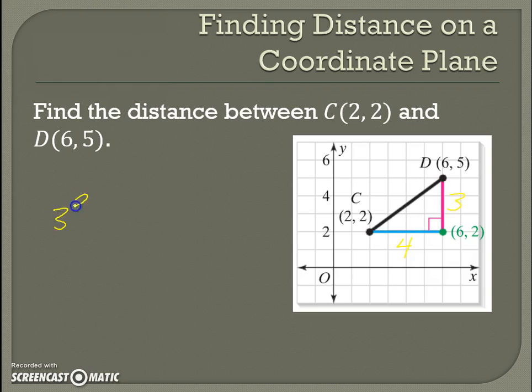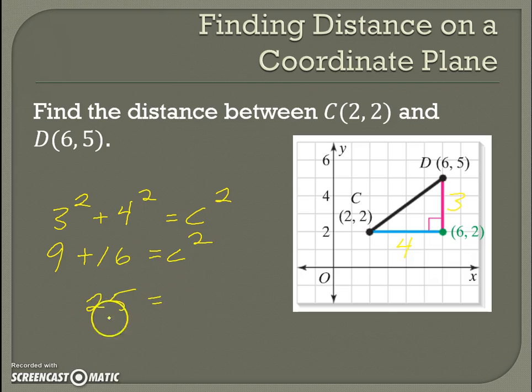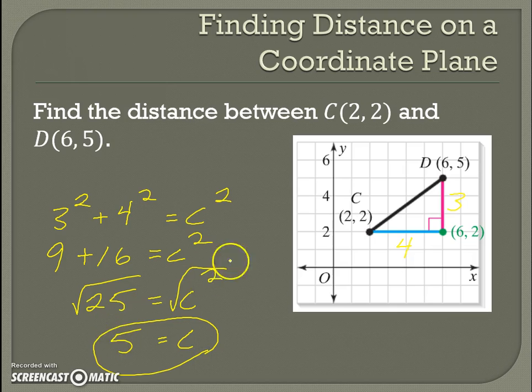So in other words, 3 squared plus 4 squared is going to equal c squared. Well, 3 squared is 9, plus 4 squared is 16. That is 25. And the square root of 25 is 5. So that distance is 5. So that's how you use the Pythagorean theorem to find the distance on a coordinate plane.